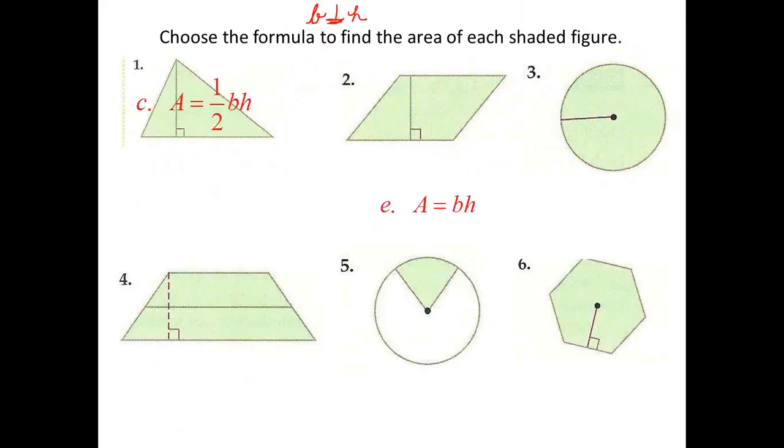Number 2 is a parallelogram. It's base times height again, but it's not half. It's the whole one. It's not a triangle's half the base times height. Parallelogram is base times height. And this also includes a rectangle, where the base and height are the perpendicular sides.